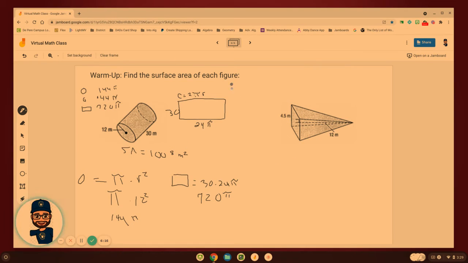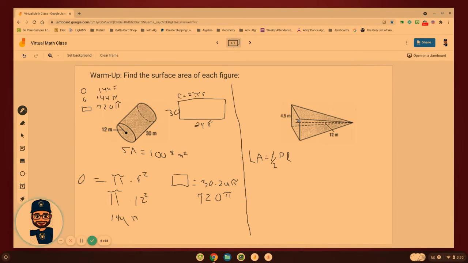Now for the pyramid, and this is what we learned about yesterday, we've got to find the lateral area. The lateral area is equal to 1/2 times the perimeter of the base times the L, the length or the height of the pyramid. That lateral area is helping us find the area of these 4 triangles going around.